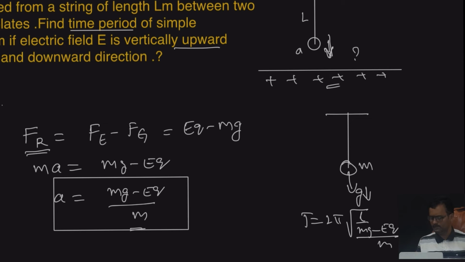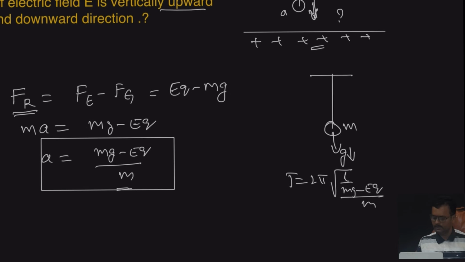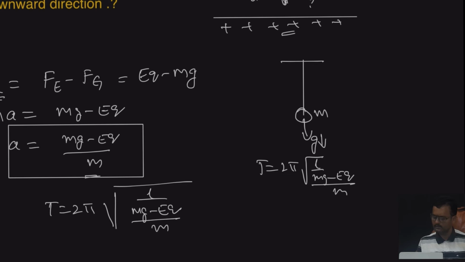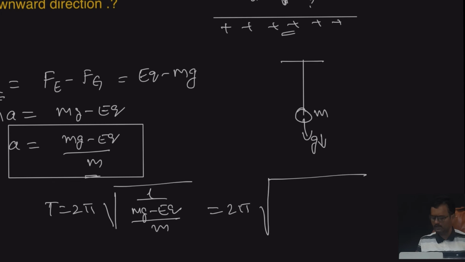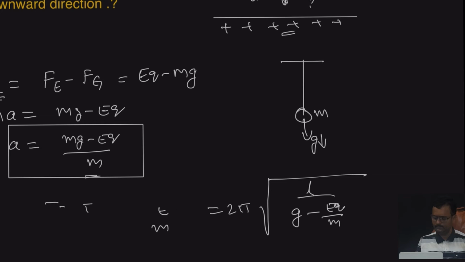So the answer is T equals 2 pi square root of L by (mg minus EQ) by m. For more simplification, dividing m from both terms, we get mg by m minus EQ by m. The m's cancel, so here we get g minus EQ by m. So this is the time period for this condition.